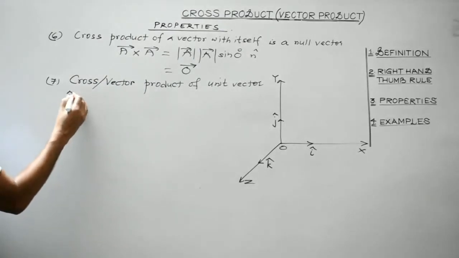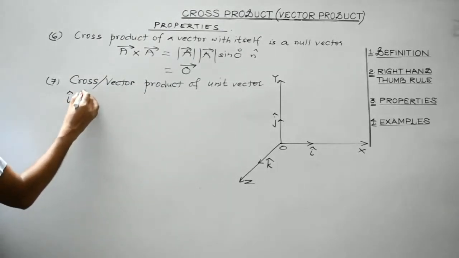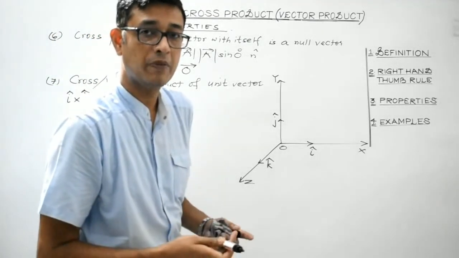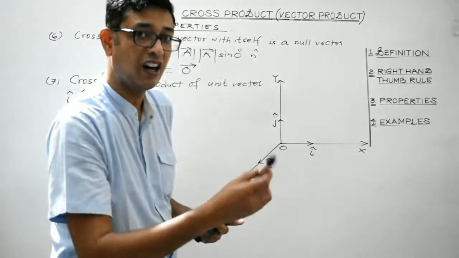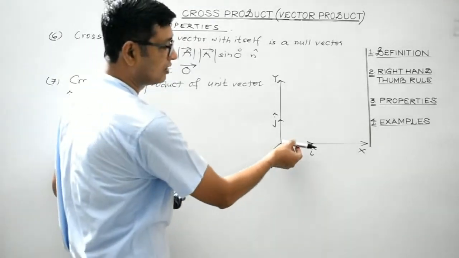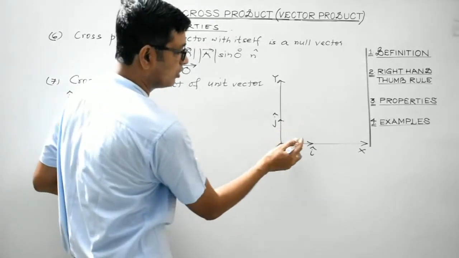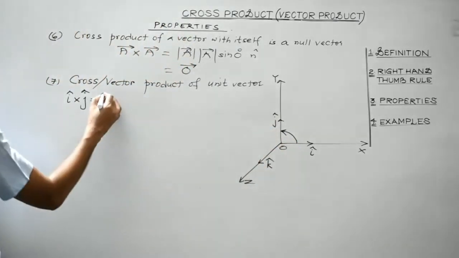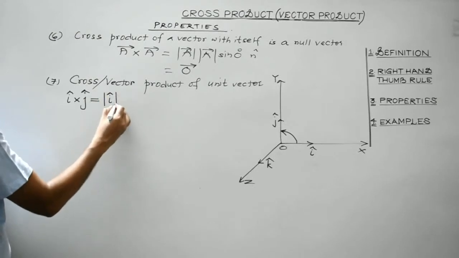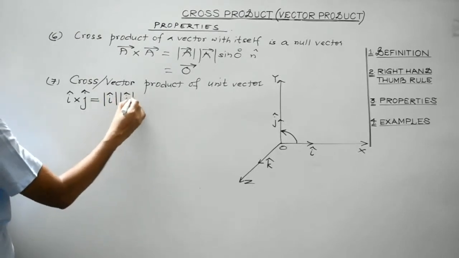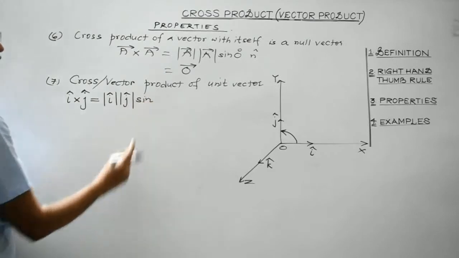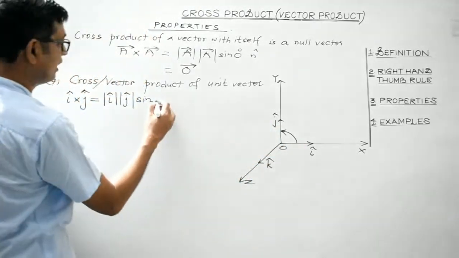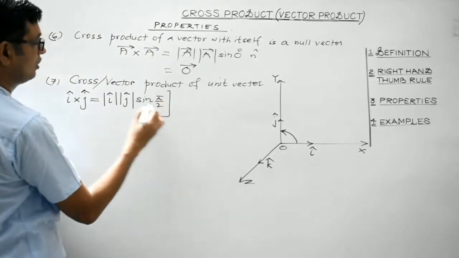Consider i cap cross j cap. I cross j. So the orientation is to be measured from i to j. We are supposed to consider the rotation of the i vector towards the j vector. So it should be like this, right? So what is the formula? Product of magnitude of i cap, magnitude of j cap, and sine of the angle between them. What is the angle between i cap and j cap? All are mutually perpendicular to each other. So the angle is 90 degree. So this one will give its magnitude.